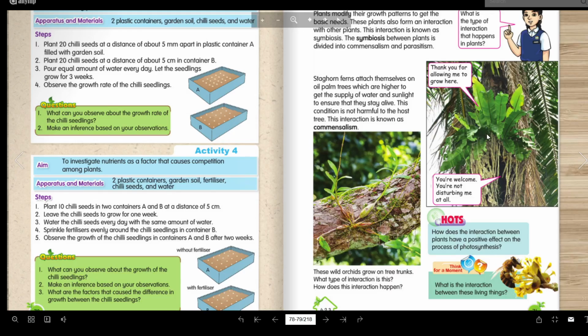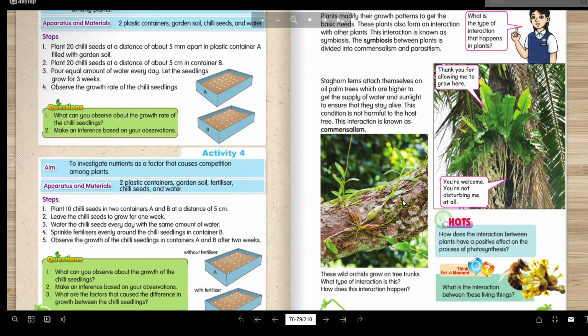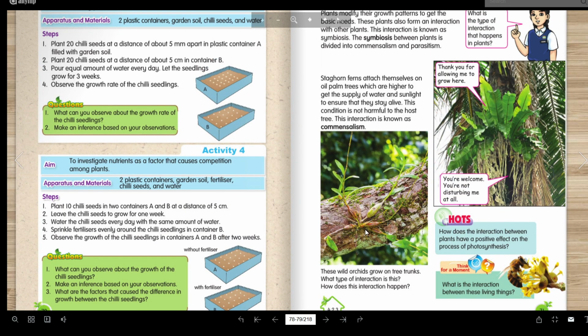which are higher, to get the supply of water and sunlight to ensure that they stay alive. So this condition is not harmful for the host plant. Host means the oil palm tree. So this is commensalism because ferns are getting benefit, but it is not harmful for palm trees, right? Here you can see wild orchids. They grow on tree trunks, and again to get sunlight to ensure they stay alive.